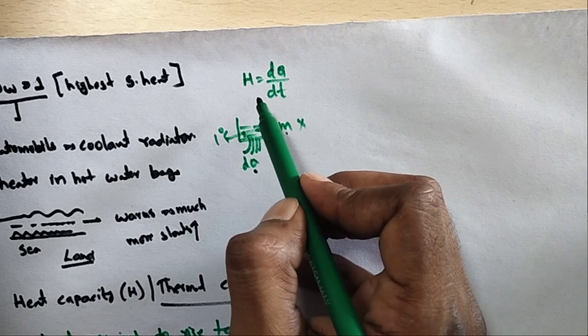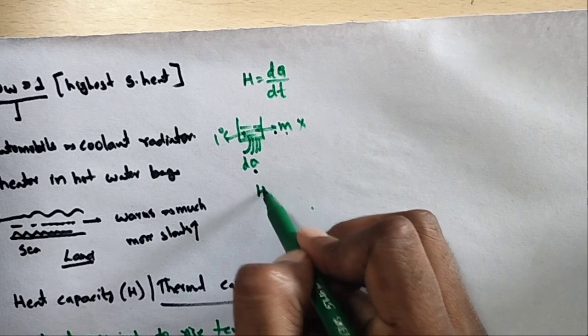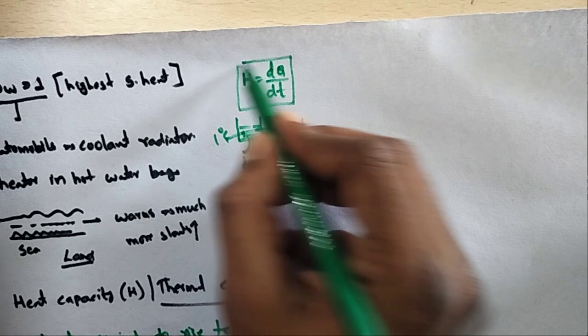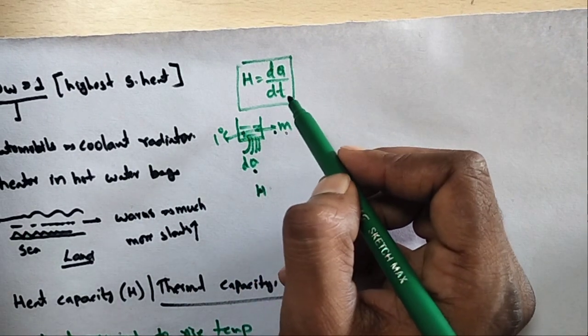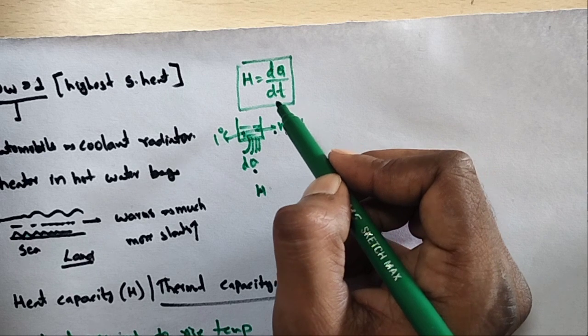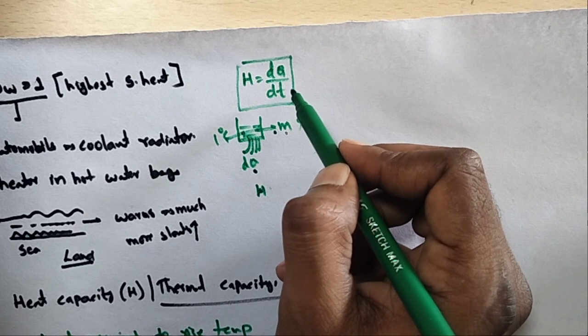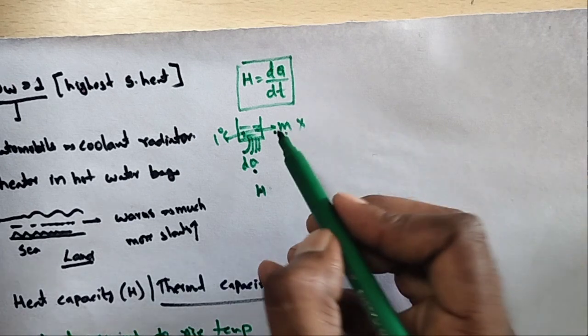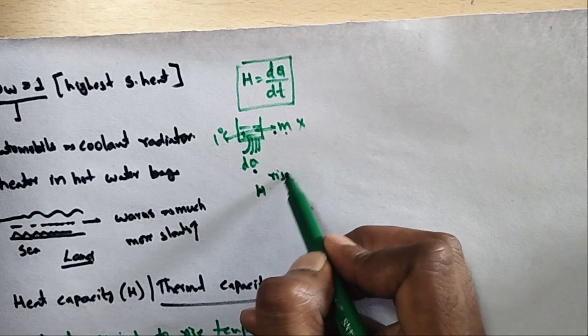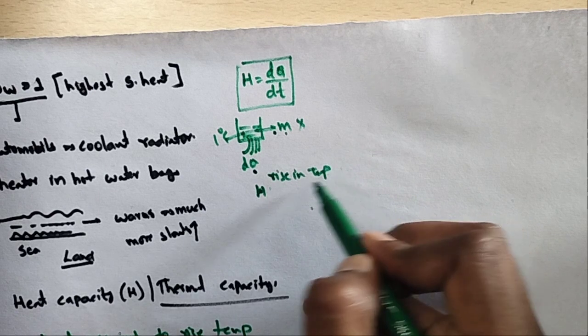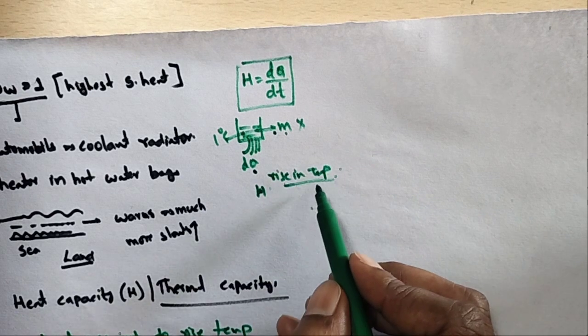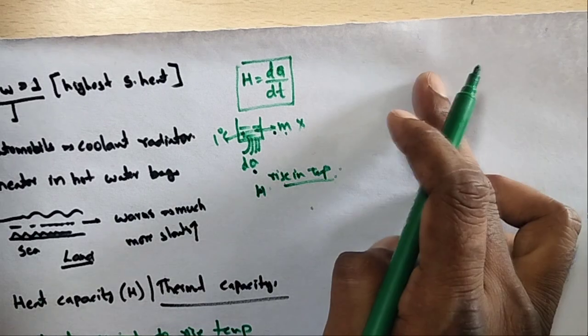So that is called heat capacity. H is equal to dQ by dT. The same quantity of heat is given to bodies of the same mass but of different substances, and there is a rise in temperature. The rise in temperature differs for different substances in the different bodies.